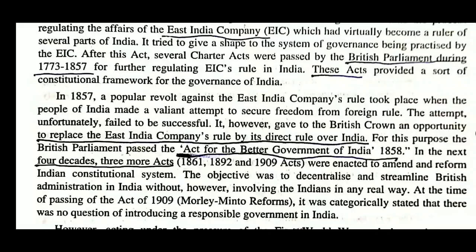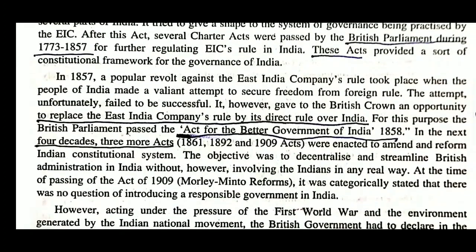In the next four decades, three more acts, the Acts of 1861, 1892 and 1909, were enacted to amend and reform the Indian constitutional system. The aim was to decentralize and streamline British administration in India without, however, involving the Indians in any real way. At the time of passing of the Act of 1909, also called the Morley-Minto Reforms, it was categorically stated that there was no question of introducing a responsible government in India.